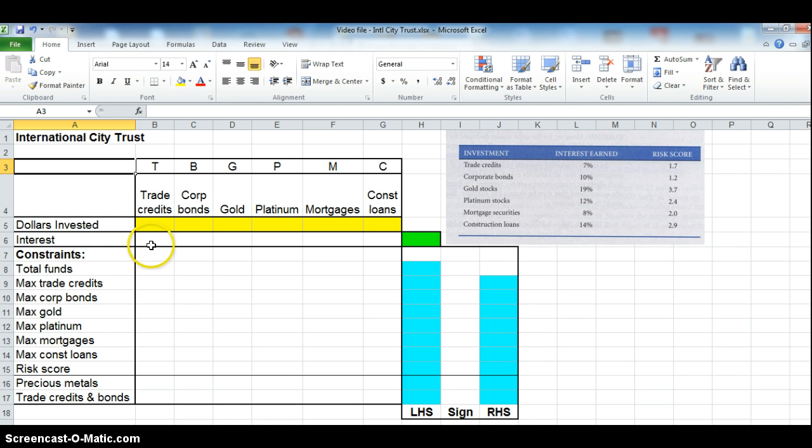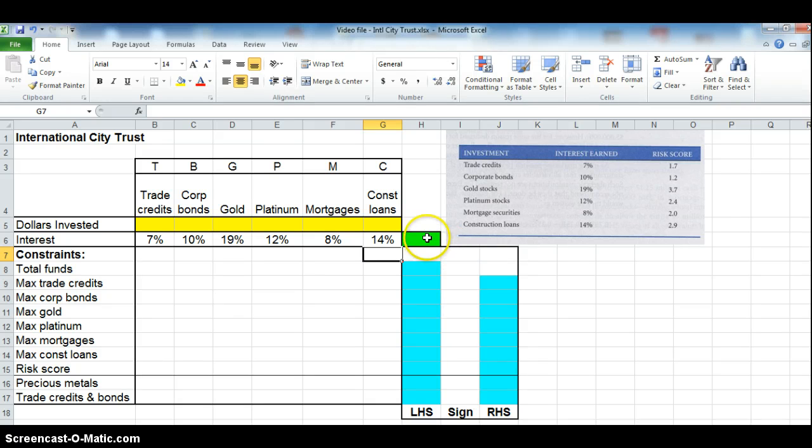We have 6 options for instruments to invest in. We have trade credits, corporate bonds, gold, platinum, mortgage securities, and construction loans. And we've been told what return we can expect from each of those investments. So that's the first thing I'm going to fill in. The return that we can expect from trade credits is 7%. From corporate bonds, it's 10%. From gold, it's 19%. Platinum is 12%. Mortgages are 8%. Construction loans, 14%.